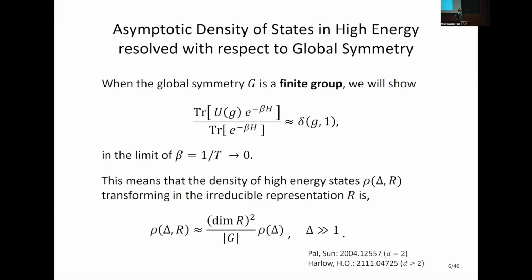Once you have this formula, you can use it to decompose this trace into irreducible representations, because this is a class function. That is to say, it is invariant under conjugating g into h g h inverse. This is a trace, so it is invariant under this, so it's called a class function. Any class function is a linear combination of characters of the group, so you can decompose this into characters and compare the coefficients. This leads to the formula that the density of states at high energy in a particular representation is proportional to the square of the dimension divided by the number of elements of the group. Of course, by the Plancherel formula, this sums up to 1 when you sum over all the unitary representations. So this is a correct formula for the probability.